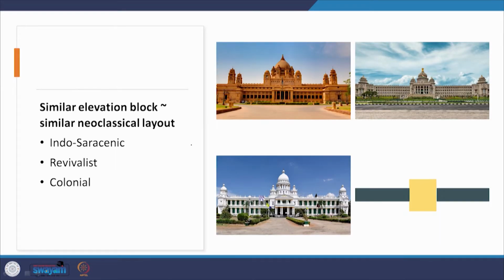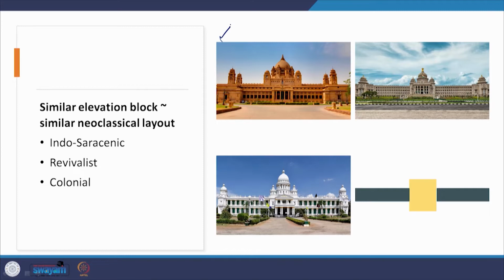Now, there is a similar elevation, a similar neoclassical layout of the building, whether we look at Indo-Saracenic or revivalist or colonial, all three of them in India. And this is the kind of plan structure.